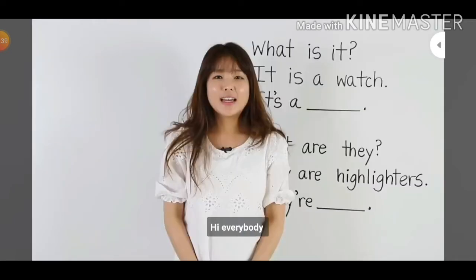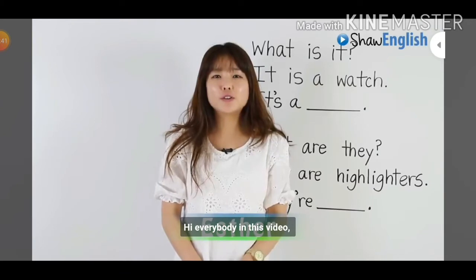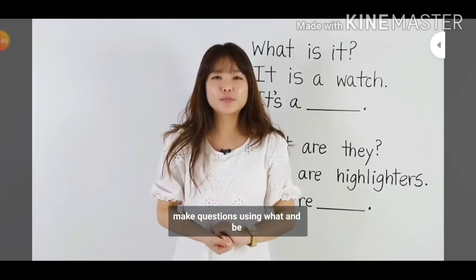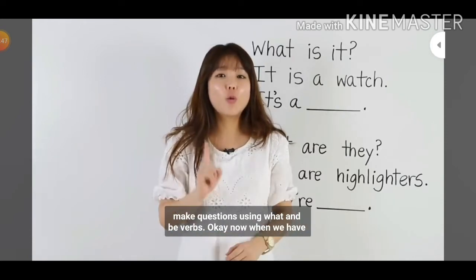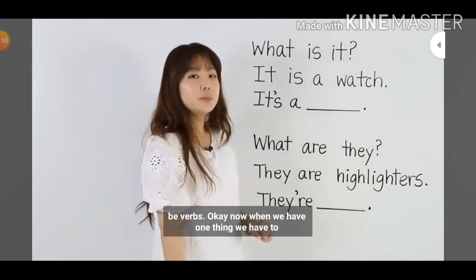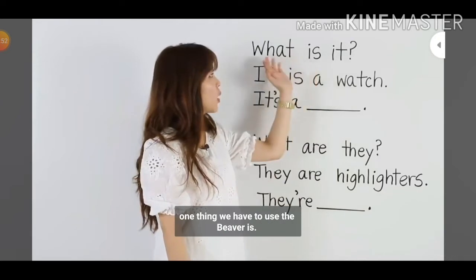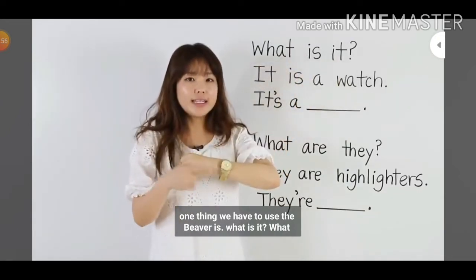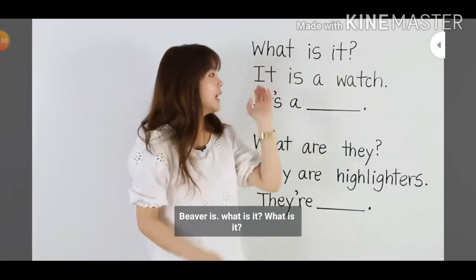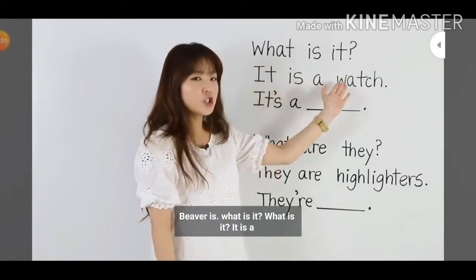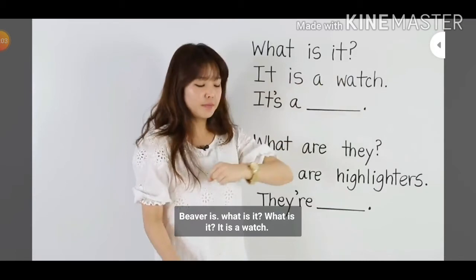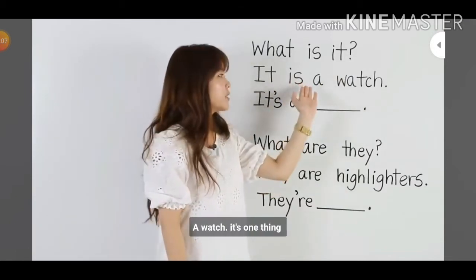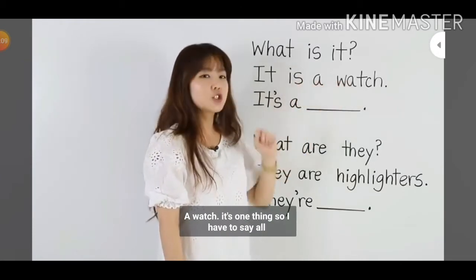Hi everybody! In this video, we're going to learn how to make questions using what and be verbs. Okay, now when we have one thing, we have to use the be verb is. What is it? It is a watch. It's one thing, so I have to say a watch.